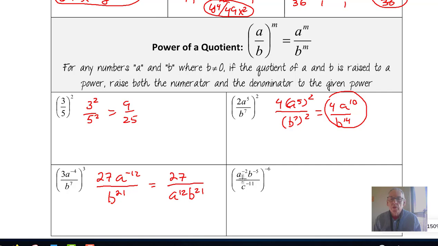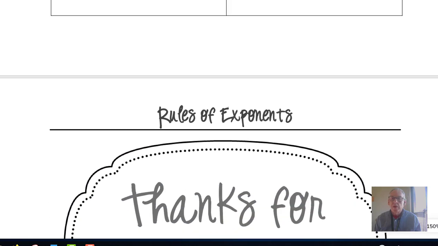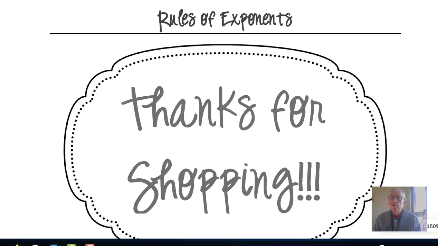Looking at the next one, a to the minus 2 to the minus 6 is a to the 12th. B to the minus 5 to the minus 6 is b to the 30. And c to the minus 11 to the minus 6 is c to the 66th. And that's it for that one. Okay, so those are our notes for rules of exponents.